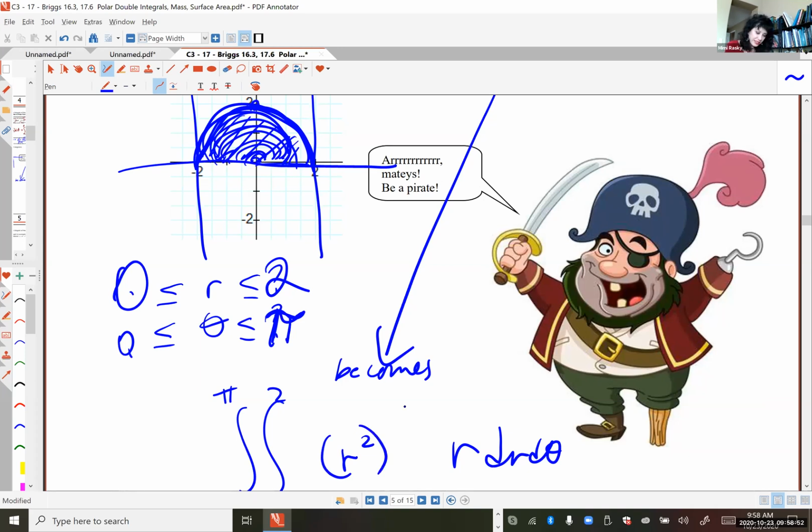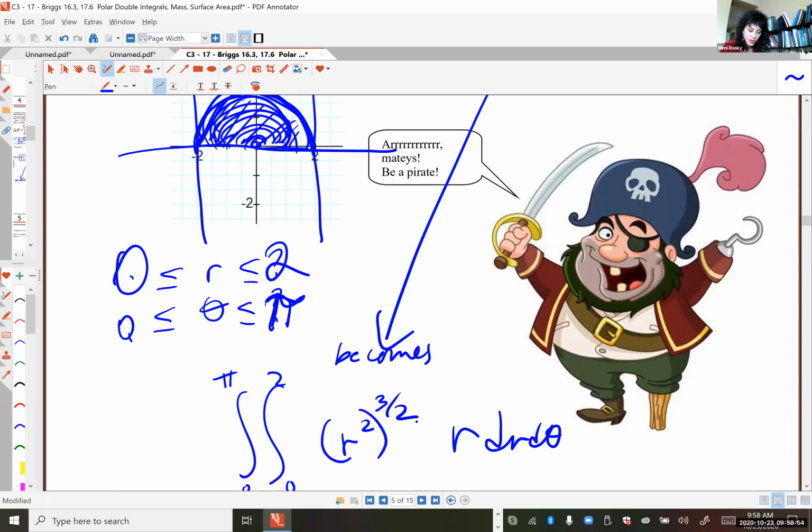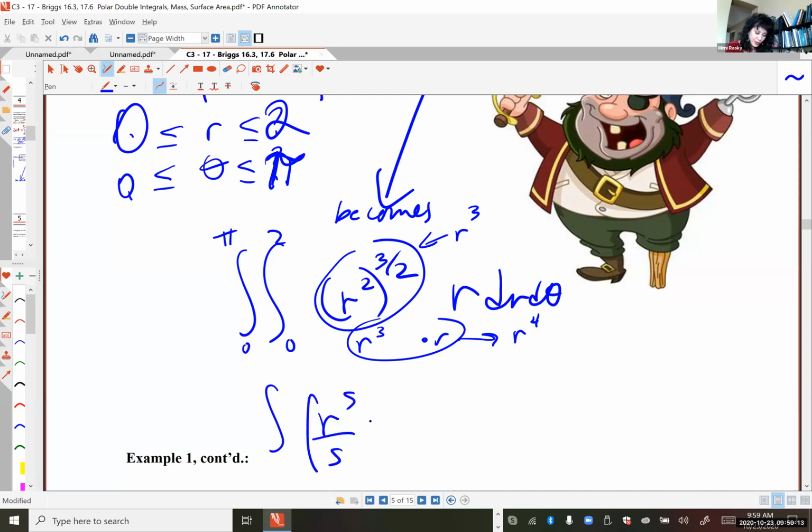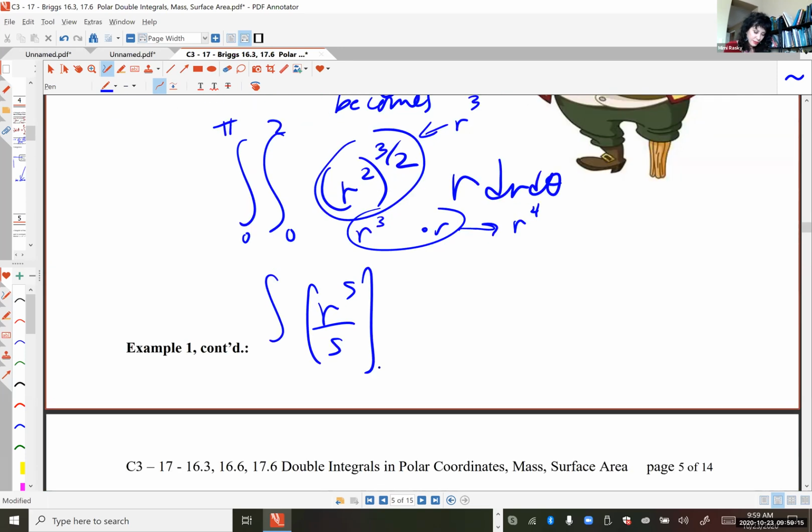But this is being raised to the 3/2 power. So now what? Using exponent laws, what does that end up being? R to the what? R cubed. So now you have r cubed times r. Well, please write that as a single power of r before you integrate. And then integrate. Well, r to the 4th has an integral that's r to the 5th over 5. And when I evaluate that between 0 and 2, I think I'm going to get 32/5. Oh, and I'll just pull it out in front. Oops, not 32 pi yet.